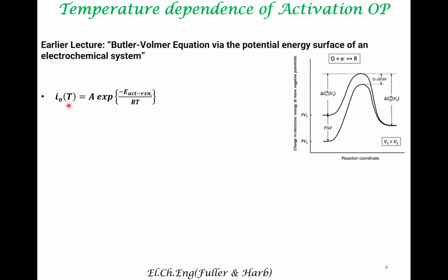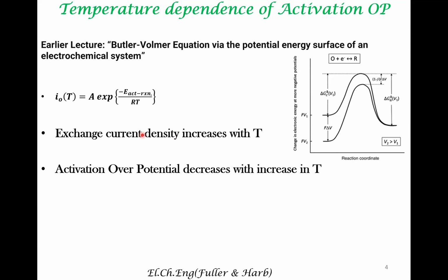The central message is that as the temperature increases, the activation barrier can be crossed more frequently. Therefore, the exchange current density also increases with temperature. This is the main part. So as the exchange current density increases, the activation overpotential also decreases with increase in temperature.